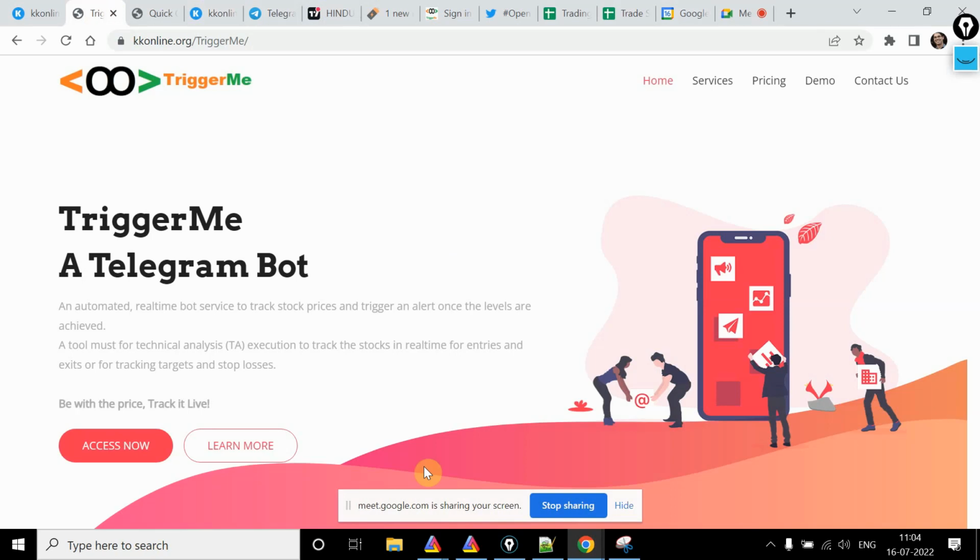So let's get started. On my screen, let me know if this is visible. I am on a screen where you see Trigger Me, a Telegram bot. So is it visible to you all? Okay, so as the definition is, it is an automated real-time bot service to track stock prices and trigger an alert once the levels are achieved.